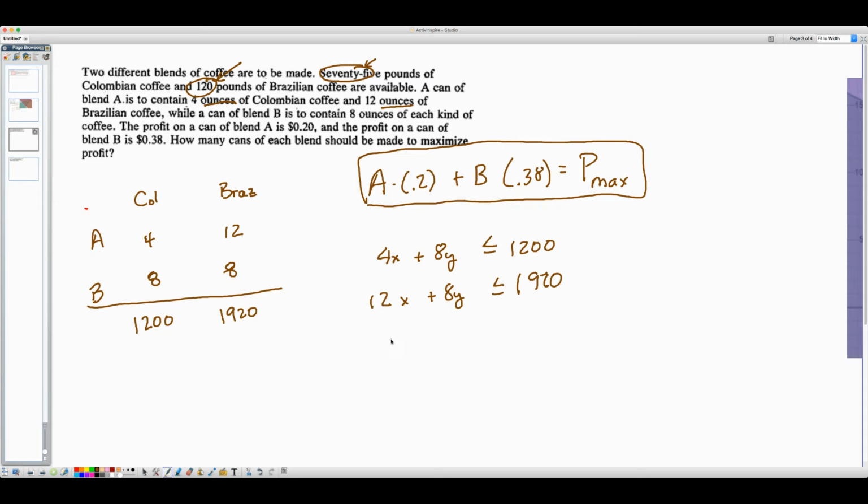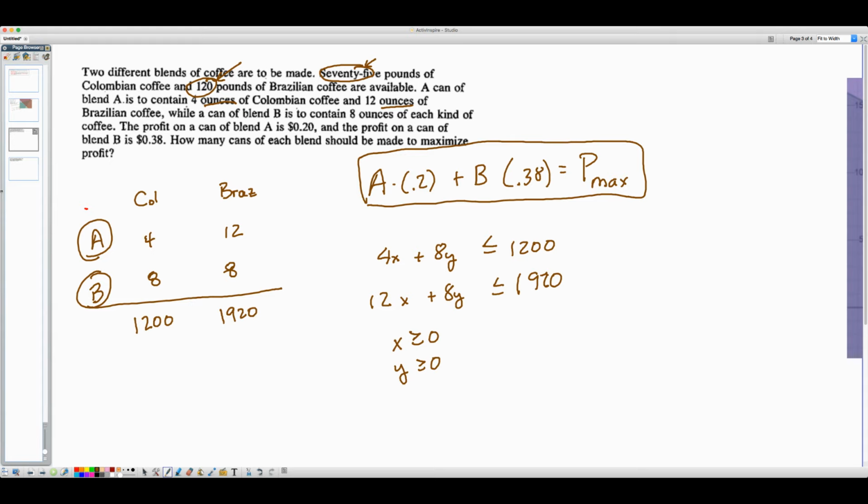And we also have, you can't have negative things. So our x value is going to be greater than or equal to 0, and our y value is going to be greater than or equal to 0. And x is going to stand for the A. Y would be for the B.